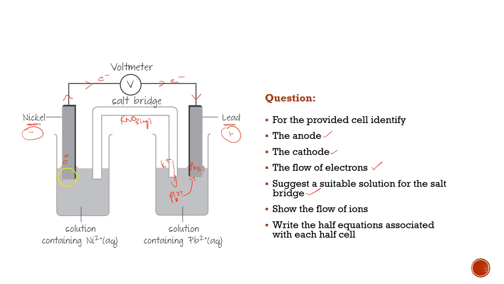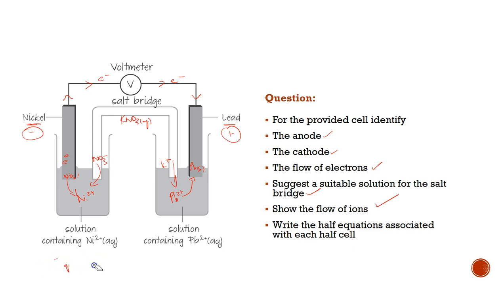We will have nickel solid going into nickel 2+, and then we will have nitrate anions coming down into the solution to balance that charge. And then write the half equations associated. So we would have nickel 2+, plus 2, whoops, wrong one.